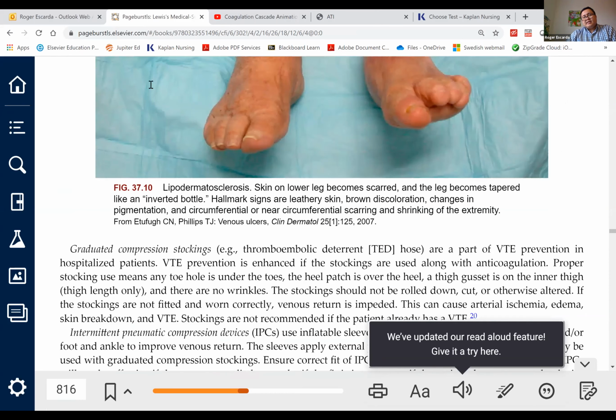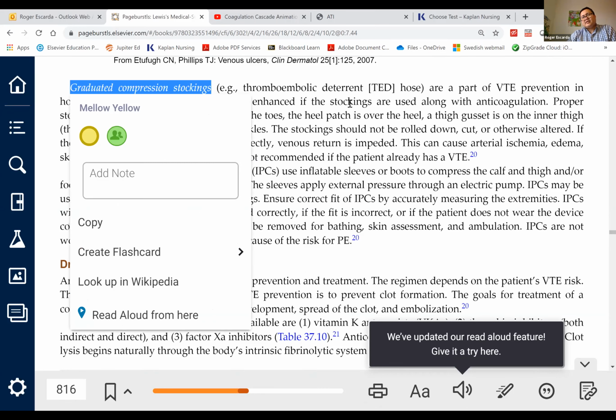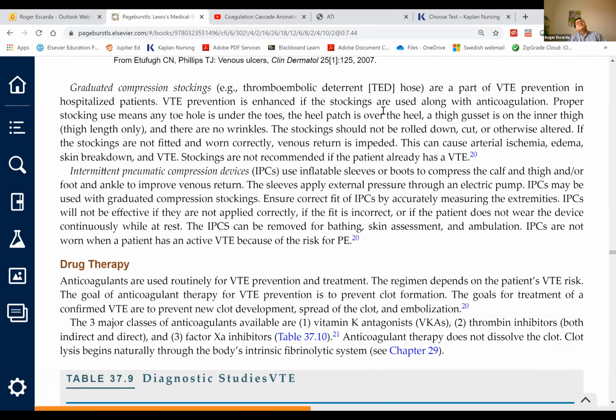Have you seen these things? TED hoses? Which one, Professor? No, the stockings, they're usually white. Antithrombotic stockings or thromboembolic deterrent stockings. TED hose? Yeah. They're usually black, right? No, I've never seen. I've seen them before. Mine is white. I wear them.